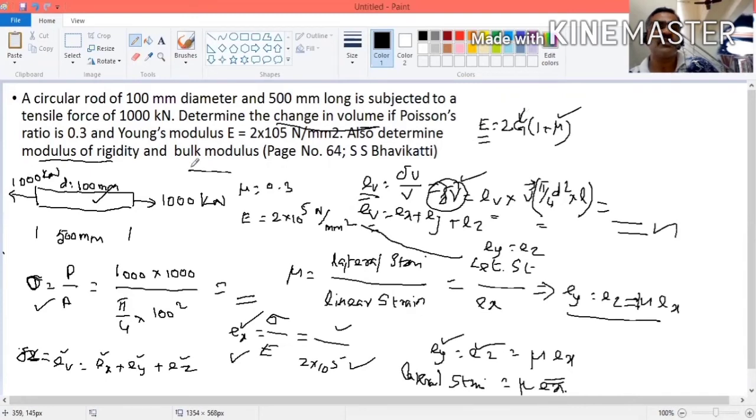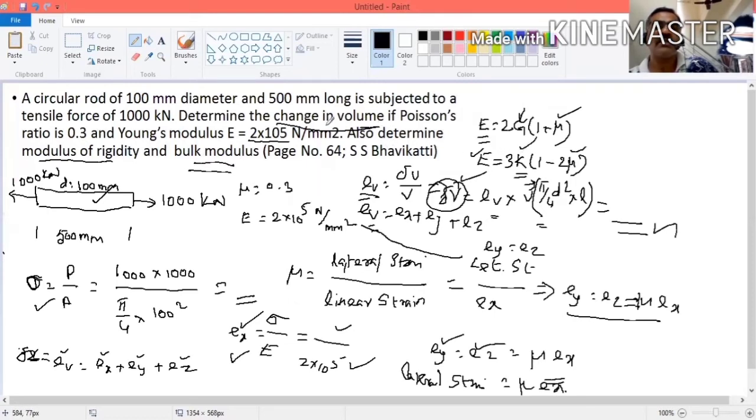Young's modulus is 2 into 10 power 5. Already it is given in the problem. You substitute and find the value of G. Another relation, G is modulus of rigidity. Then another relation is E is equal to 3 times K into 1 minus 2 mu. Mu is 0.3, E is given. You can find the value of K. What is K? K is bulk modulus.